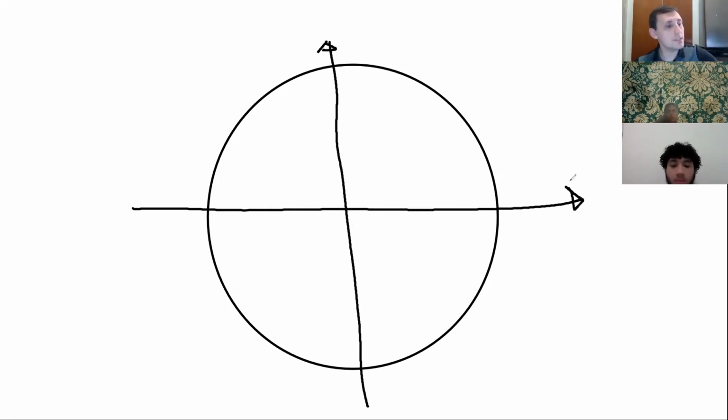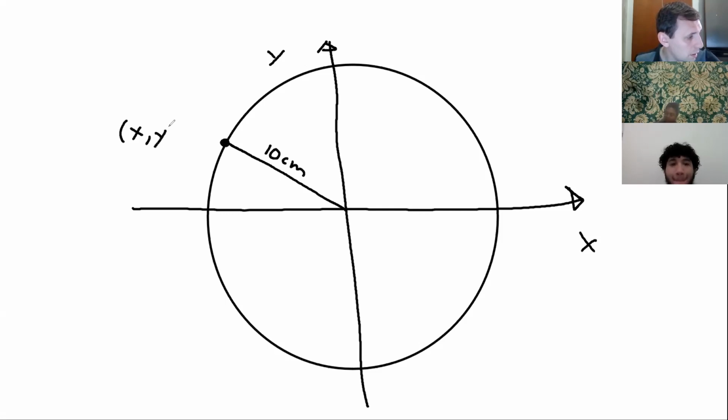All right, so here is my x-axis, here is my y-axis. Okay, guys? And then please tell me, suppose that I know that this radius is, let's say, 10 centimeters long. Okay, that means that on the x-axis, things are measured in centimeters. This point is a particular coordinate x, y.